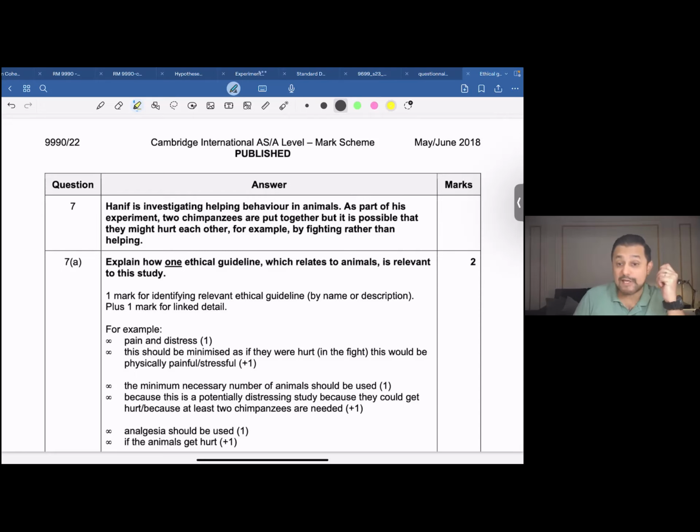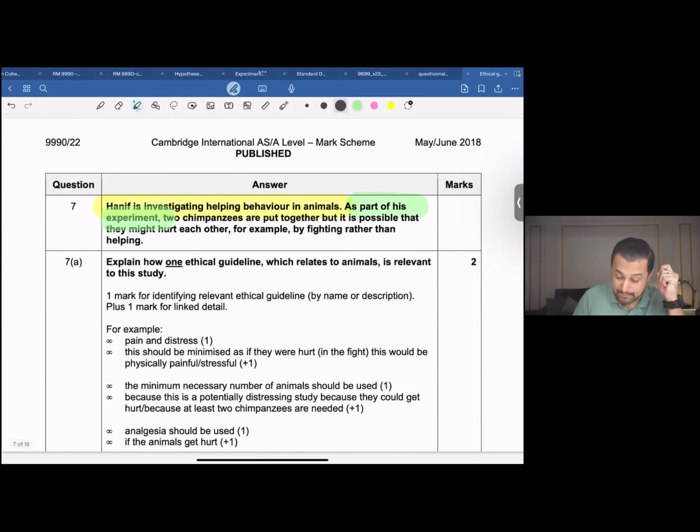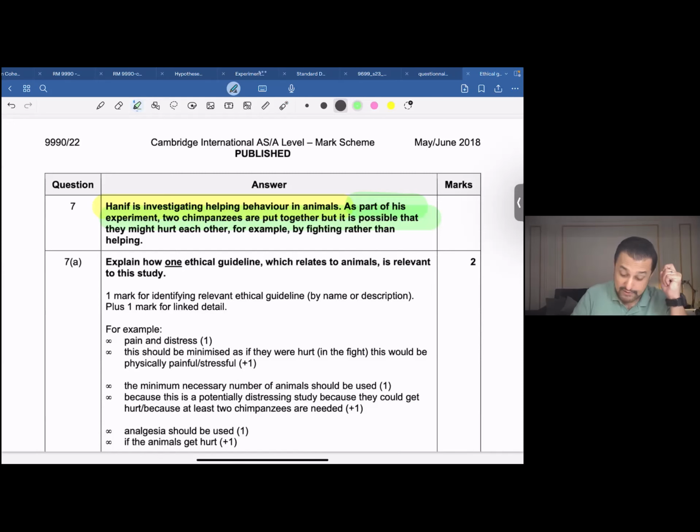So Hanif is investigating helping behavior in animals. As part of his experiment, two chimpanzees are put together, but it is possible that they might hurt each other, for example, by fighting rather than helping. Now, this has chimpanzees mentioned. Your syllabus just changed. Before 2024, there was research conducted by Yamamoto et al. on chimpanzee learning. This is just to give you an idea that you might get questions related to studies by Fagan or by Hassett et al.